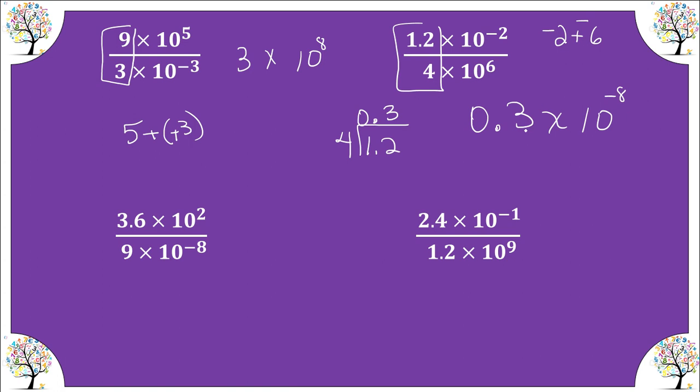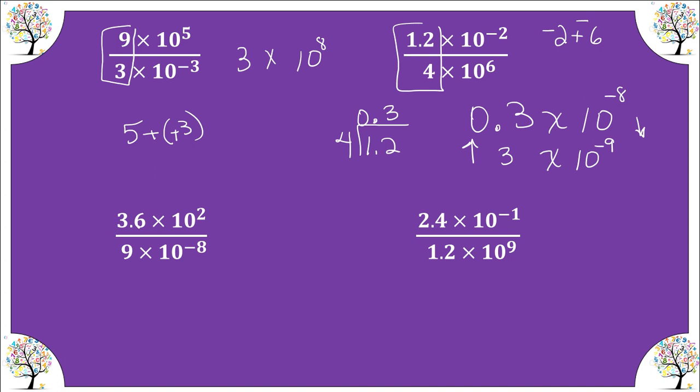Now, 0.3 is not between 1 and 10, so I need to increase and move the decimal to the right. So I increase my coefficient from 0.3 to 3. So I decrease my exponent, and I have to be careful when I'm decreasing negative numbers, as negative is the opposite of positive. So going down 1 from -8 is -9.